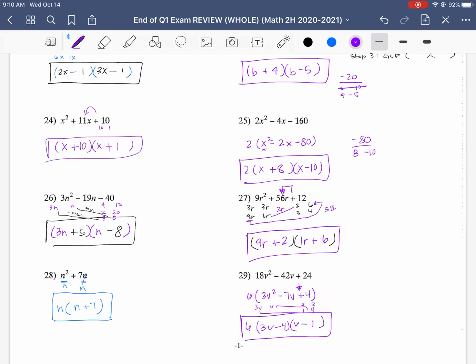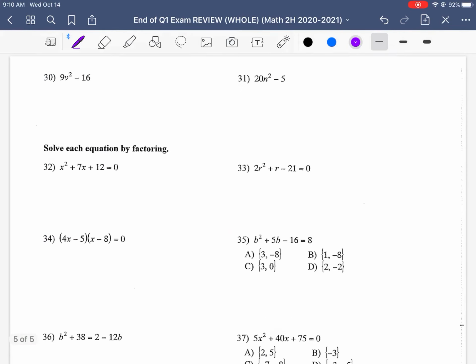And on the test where it's going to be multiple choice, most of it, you're going to be able to work backwards as well as forward.